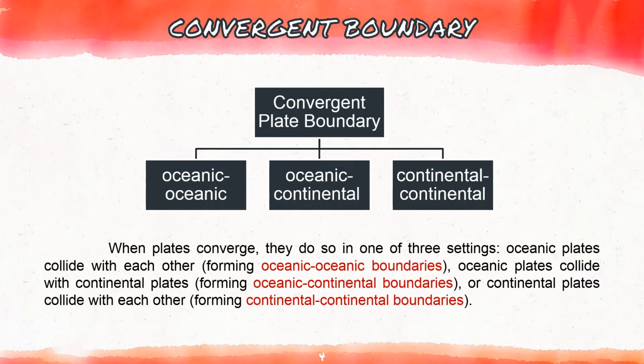When plates converge, they do so in one of three settings. Oceanic plates collide with each other, forming oceanic-oceanic boundaries, or oceanic plates collide with continental plates, forming oceanic to continental boundaries. Or it can also be continental plates collide with each other, forming continental-continental boundaries.